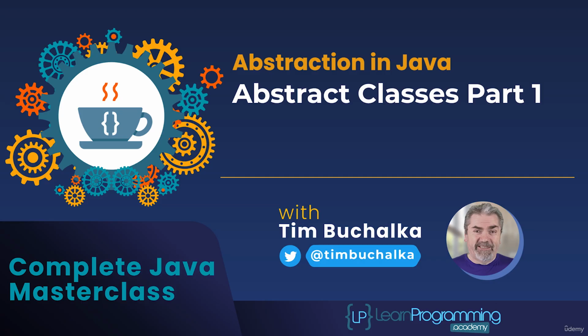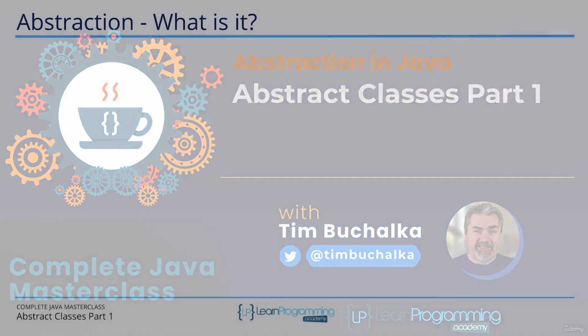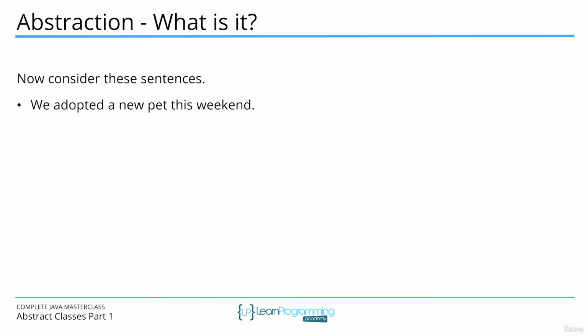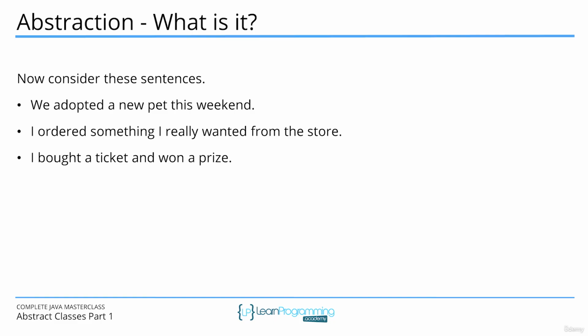In the last video, I talked about the meanings of the words abstraction and generalization. Now consider these sentences. We adopted a new pet this weekend. I ordered something I really wanted from the store. I bought a ticket and won a prize.